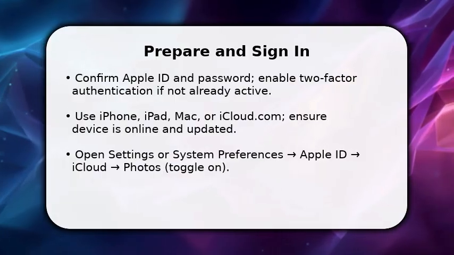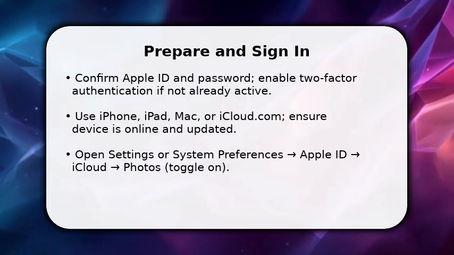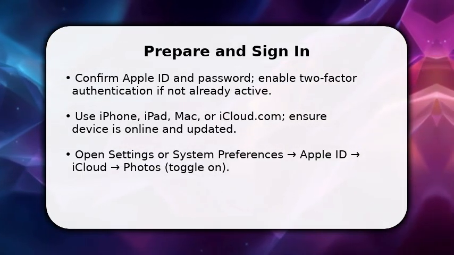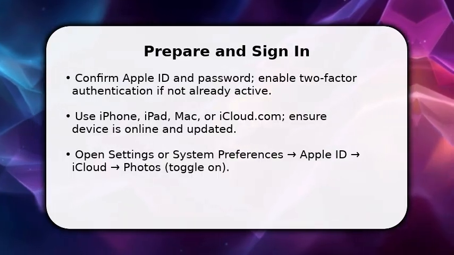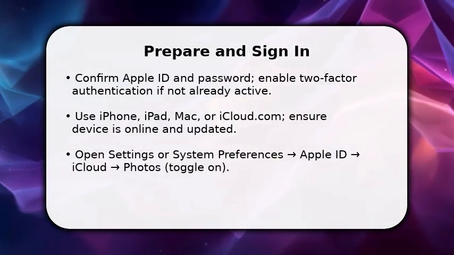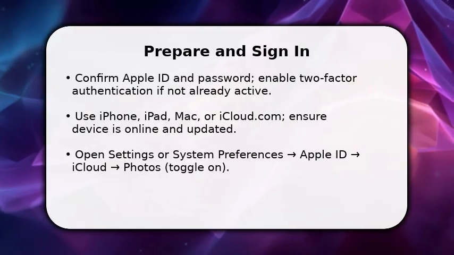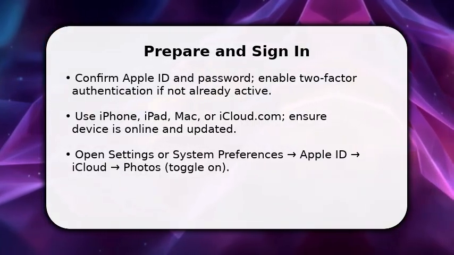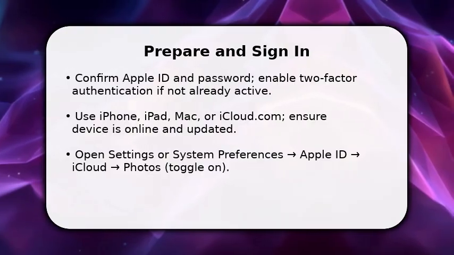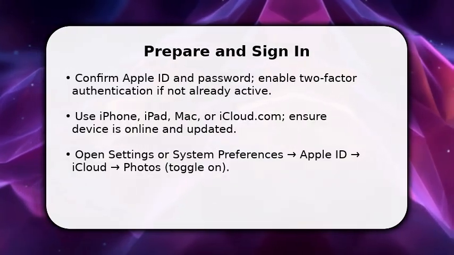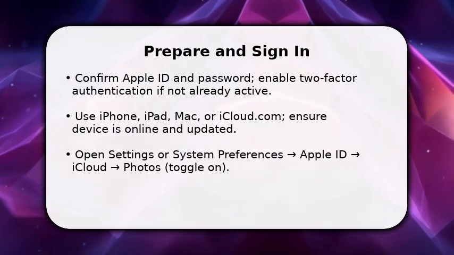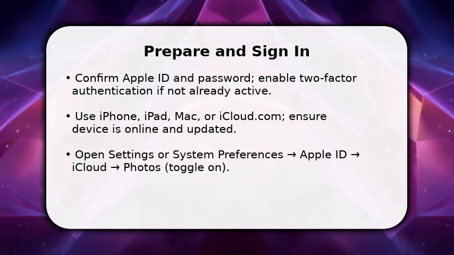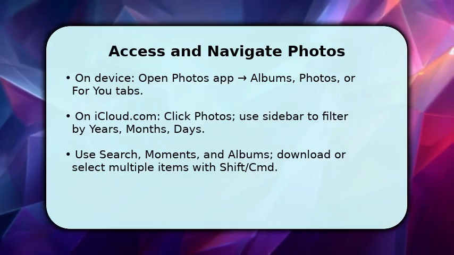You start by signing into the same Apple ID on the device you'll use. Open Settings or System Preferences and tap or click Apple ID, then iCloud. Make sure Photos is toggled on so the device uploads and syncs images. If you use a web browser, go to iCloud and sign in with your Apple ID and 2FA code. This gives immediate access. Once done, make sure your device is on Wi-Fi to avoid cellular charges and to let the initial sync complete. Now you navigate to your photo library.